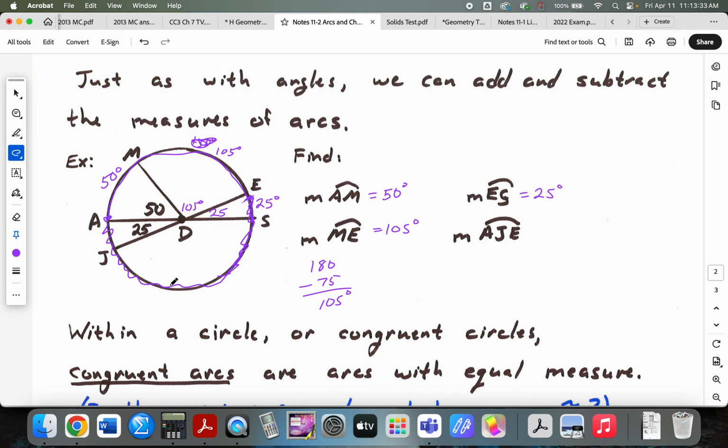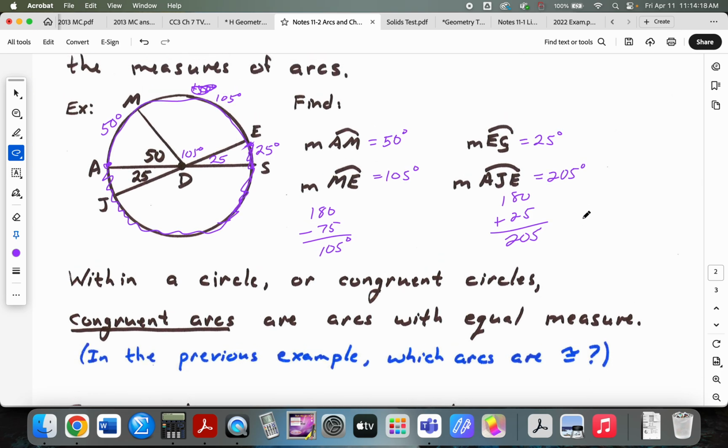I know arc AJS is a semicircle, so that's 180 plus the 25 for arc ES is 205 degrees. Okay, any questions about that so far? So the measure of an arc equal to its central angle, unless it's a major arc, in which case you need to take that central angle, subtract from 360 to find the rest.